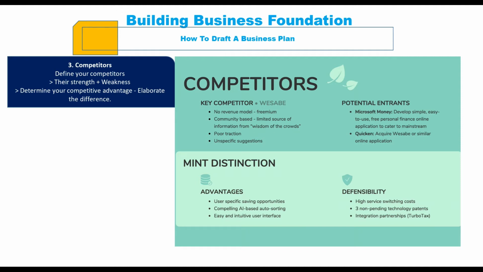So key competitors, what they have here is who their key competitors are, right? No revenue models, freemium, community-based, limited source of information from the wisdom of the crowds, poor attractions, unspecific sensations, potential entrants, right? So advantage, you have to write it down.